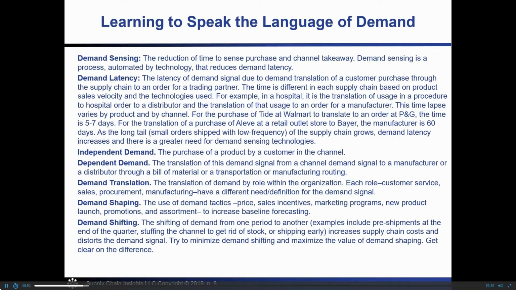So to be able to navigate the river of demand, we've got to learn to speak the language of demand. We've got to really fight against the hardwired tendency of thinking about supply.